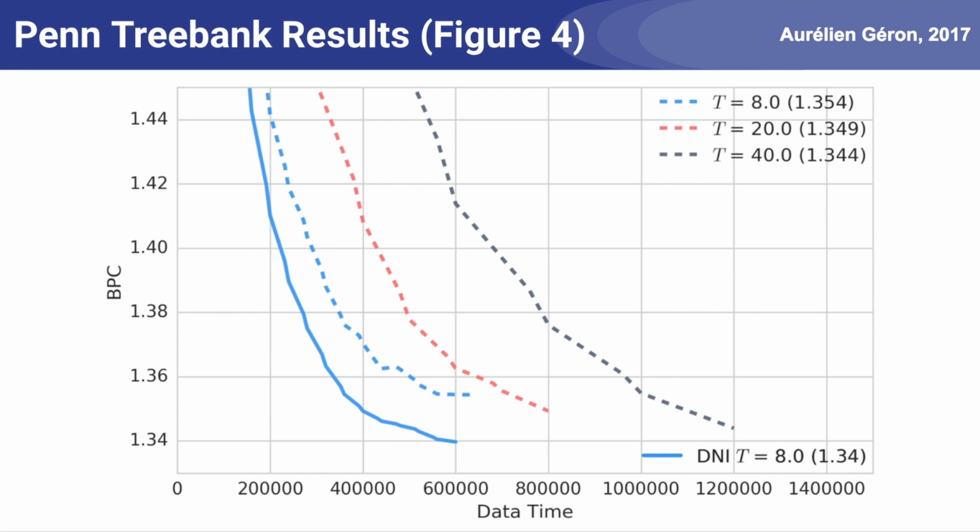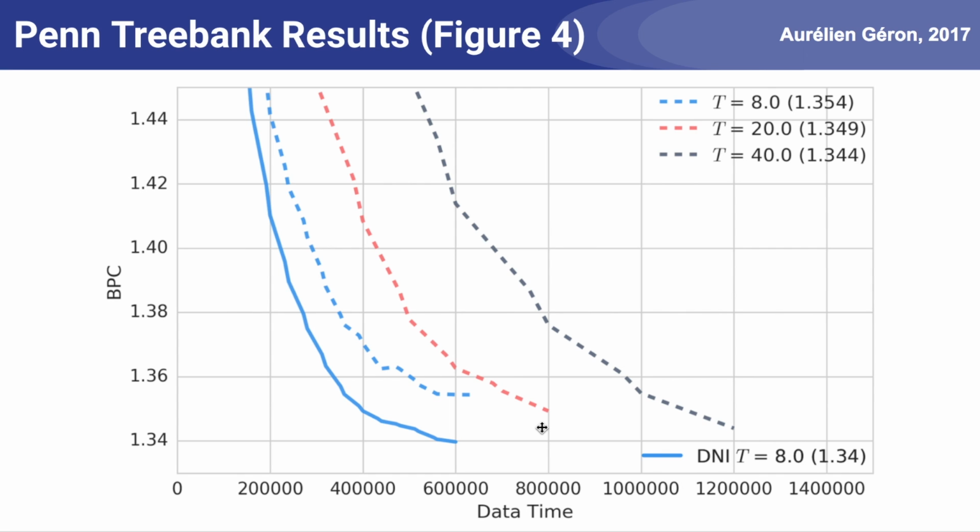It shows the performance of various RNNs on the Penn Treebank task, which is a language modeling task. The horizontal axis shows training time, and the vertical axis shows the model's error, measured in bits per character, BPC. The 3 dashed lines are the learning curves of a regular RNN using backpropagation through time, unrolled through 8, 20, or 40 time steps. So the more you unroll the RNN, the longer it takes to train, and the more data it requires, but also the better the performance it eventually reaches.